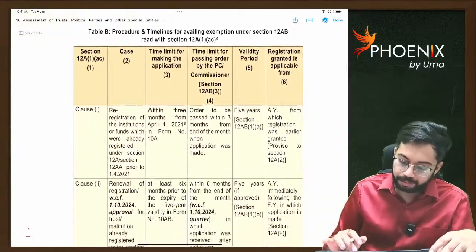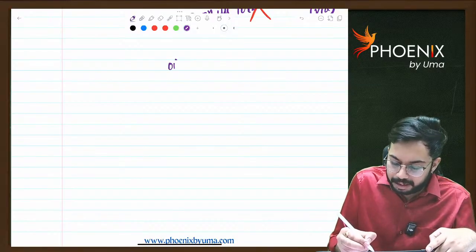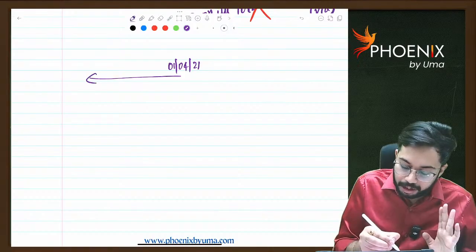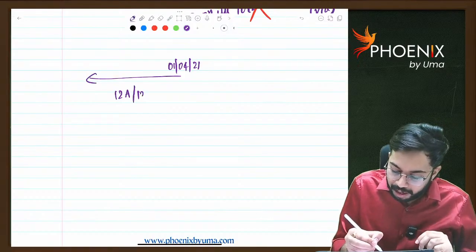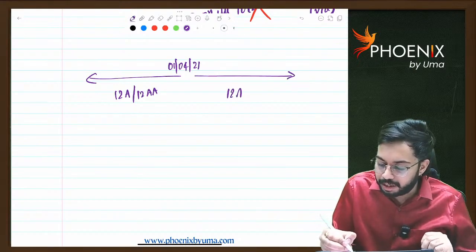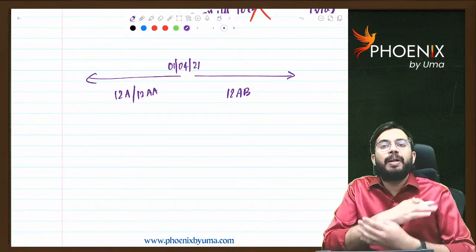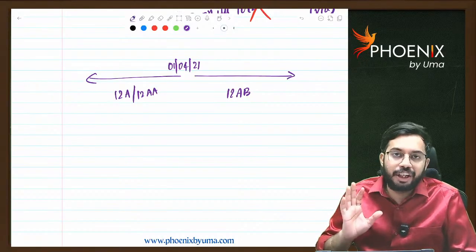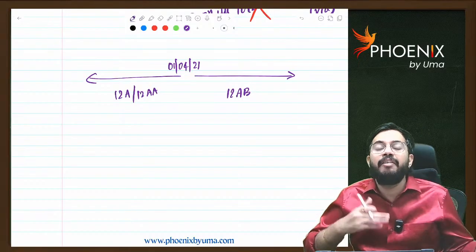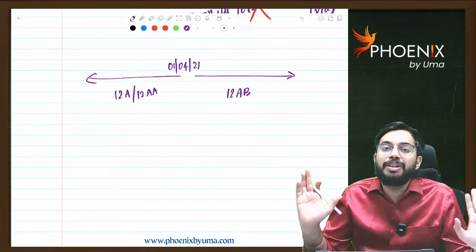Now see, 1st April 2021, remember this date. Before 1st April 2021, you have to get registration under 12A or 12AA. After 1st April 2021, they introduced one new section, 12AB. Before 1st April 2021, if you take trust registration, the registration is lifelong. TTD got registered, for example, in 1976. That's it. Again, they need not go to Commissioner of Income Tax.